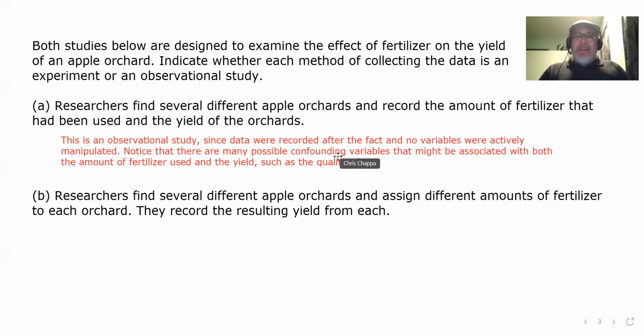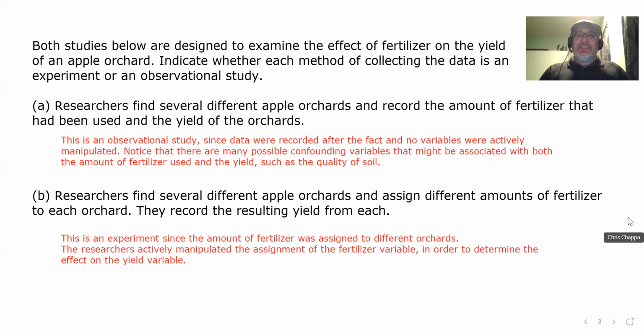But in B, the researchers were intentionally controlling the amount of fertilizer to each orchard, which means this is an experiment since the amount of fertilizer was assigned or controlled to different orchards. The researchers actively manipulated the assignment of the fertilizer variable in order to determine the effect on the yield variable.